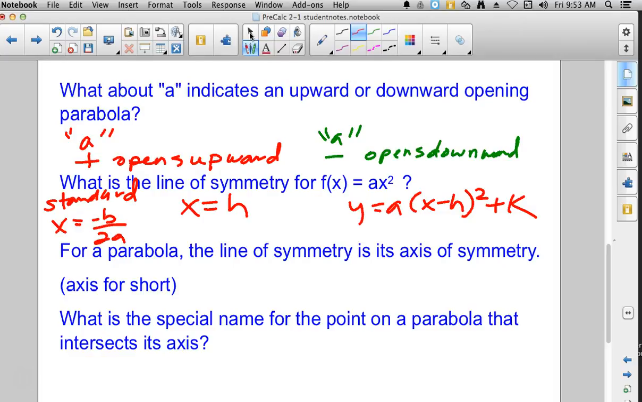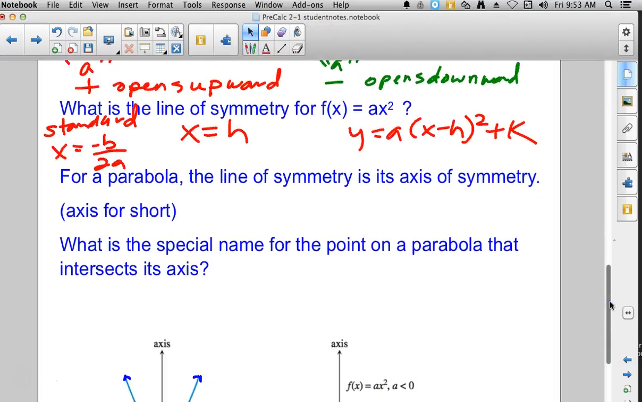So for a parabola, the line of symmetry is also its axis of symmetry. Axis for short. Books will use those words interchangeably. Line of symmetry, axis of symmetry, it's the same thing. It's where you fold it over and you get the same thing on both sides.